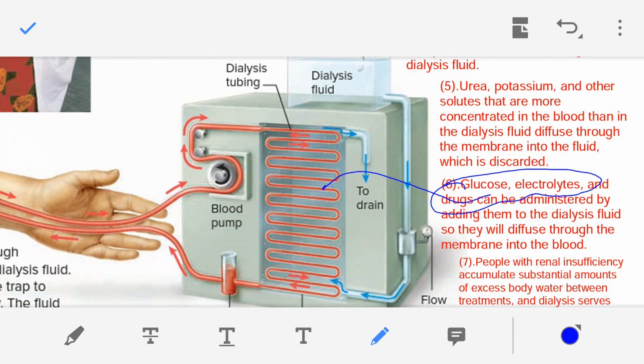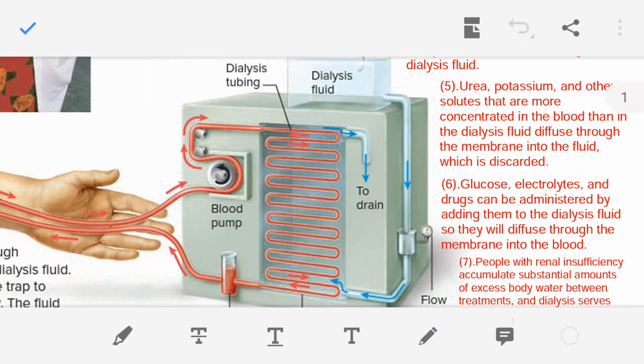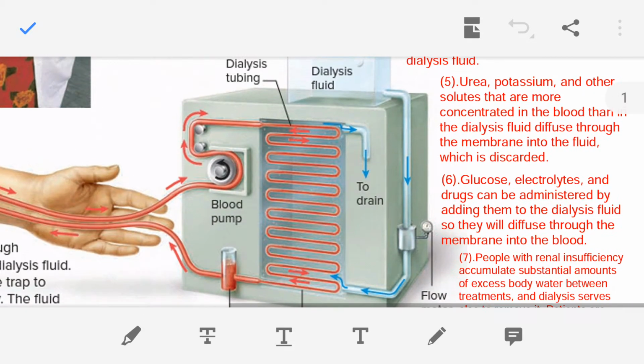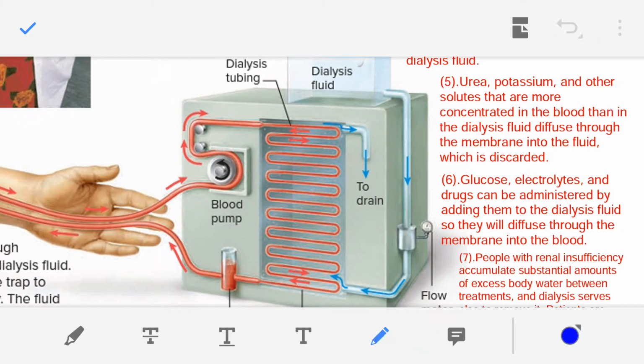So glucose, electrolytes and drugs cross the pores of the semi-permeable membrane and enter into the patient's blood. Because in the patient's blood the amount of glucose and electrolytes is decreased, that's why they are artificially provided to the patient. So this was the sixth point.